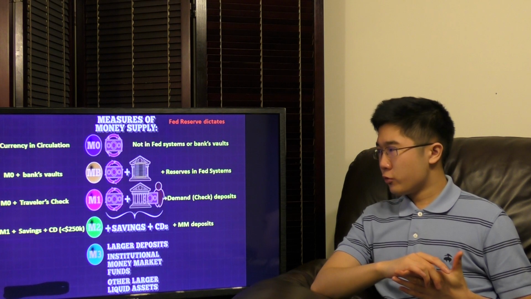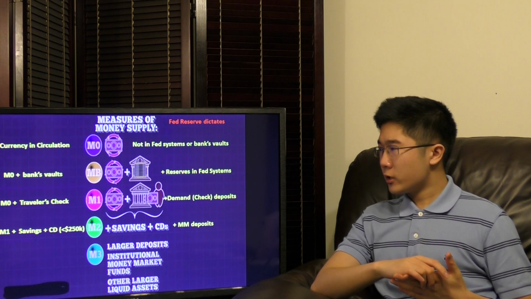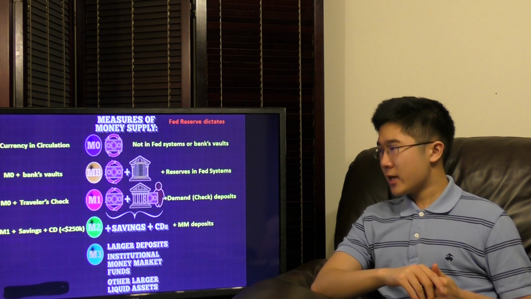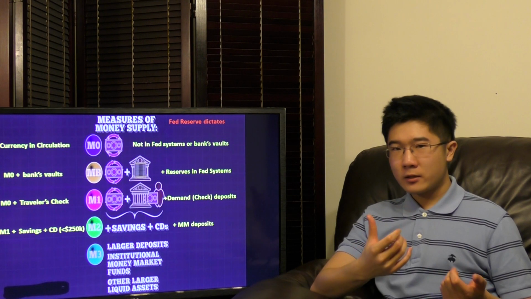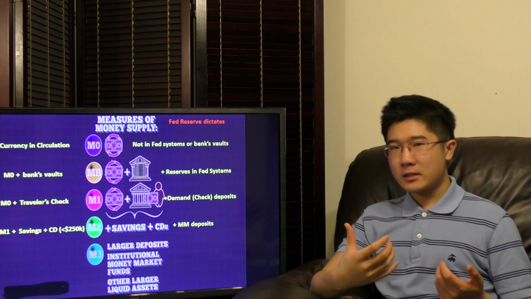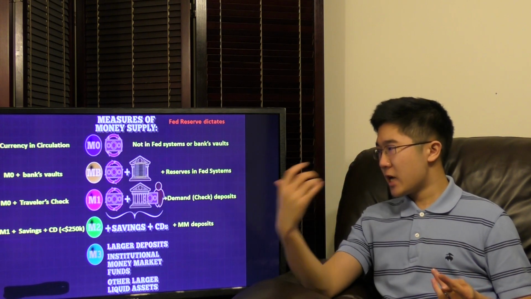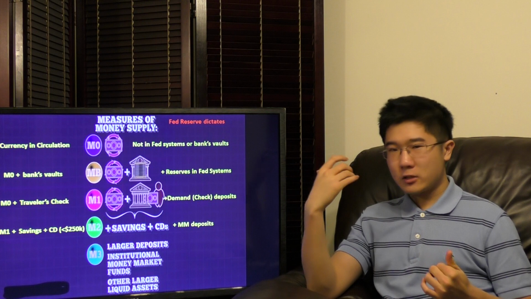A less liquid version would then be M2. M2 would include everything from M1 plus CD accounts, savings accounts, money market deposits, things like that. These are still quite liquid, but relatively less liquid than checking deposits. So M2 is less liquid than M1.